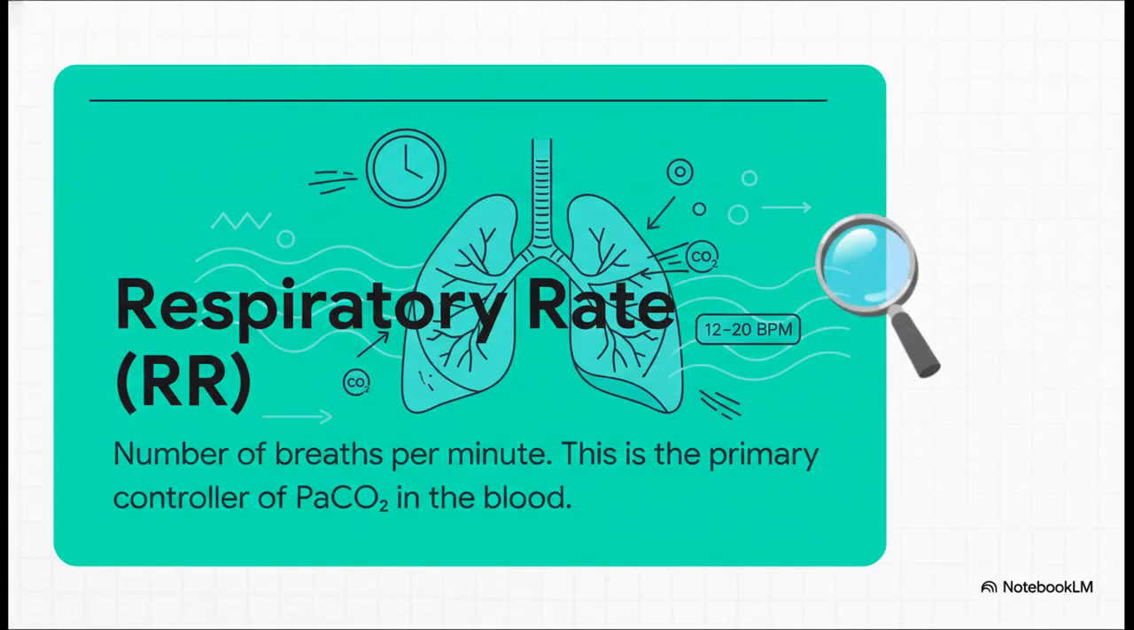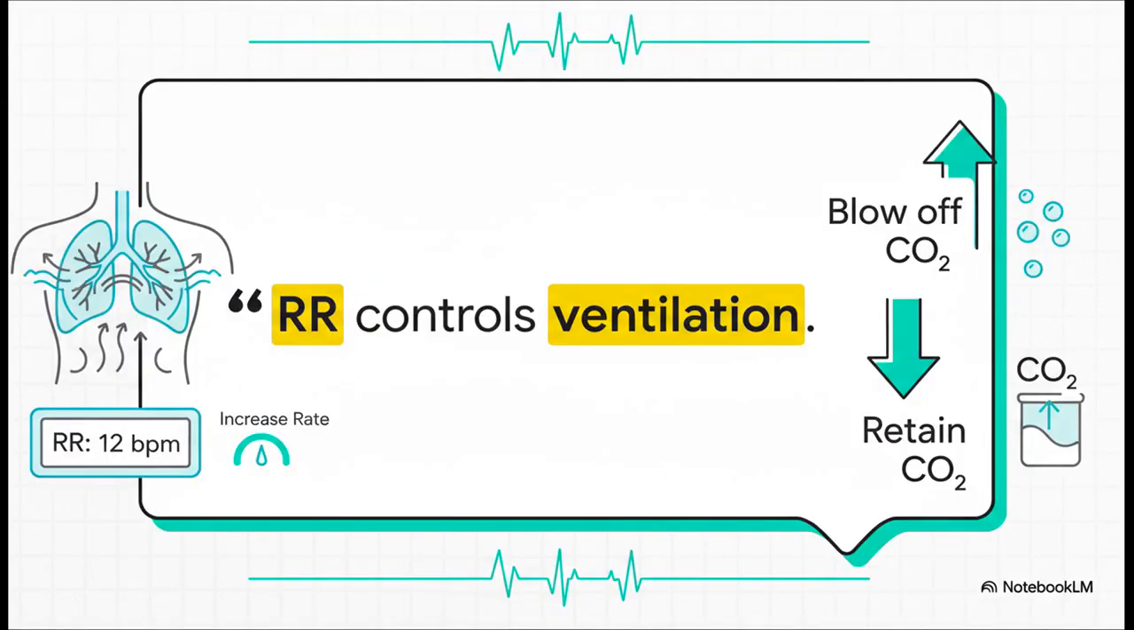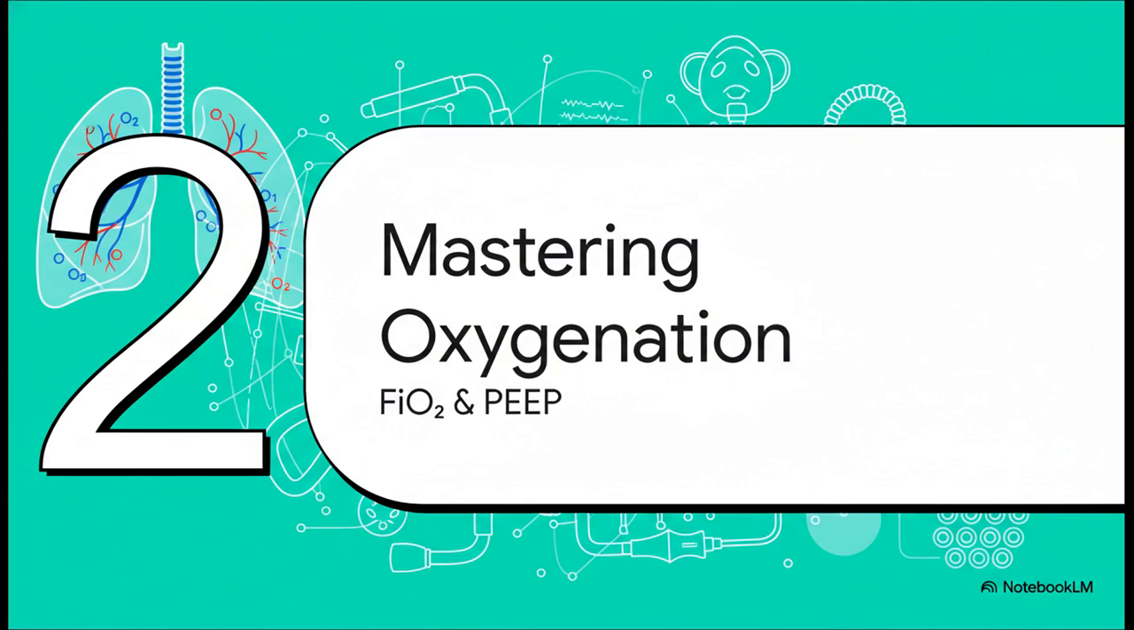All right, next up is tidal volume's partner, the respiratory rate, or RR. This one's pretty straightforward. It's just the number of breaths the ventilator gives every single minute. Its main job? To control the level of carbon dioxide in the blood. So the key takeaway is super simple. RR controls ventilation. If you need to get rid of more CO2, you turn up the rate. If you need to hold on to more CO2, you turn the rate down. It's really that direct.